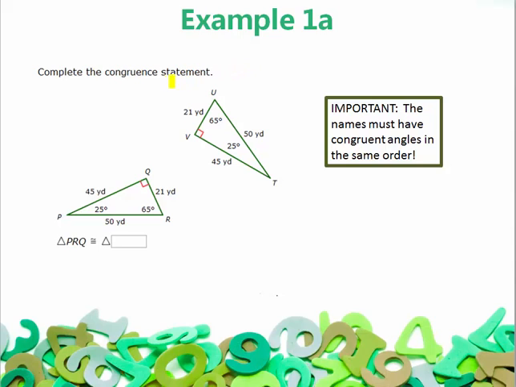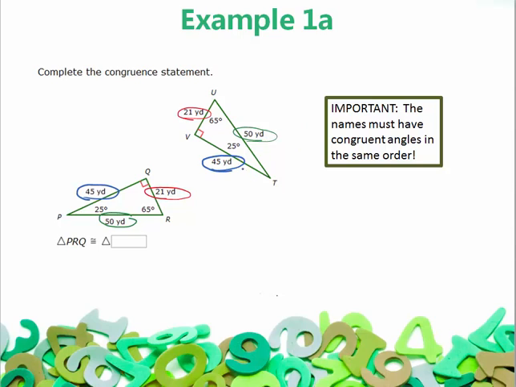Now let's look at example 1a. We are going to complete the congruence statement, which is this statement down here. Now looking at this, it says triangle PRQ. That's PRQ. So a triangle, this triangle. Now note the direction I stated that. Is congruent to what? As we look at that, let's realize that this is 50 yards right here. And where's 50 yards on this triangle? Right there. After the 50 yards, we have 21 yards. Where are the 21 yards on this one? And likewise in blue, we'll do 45 yards and 45 yards.